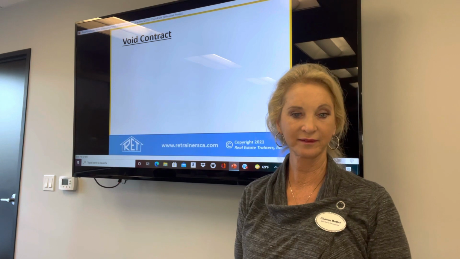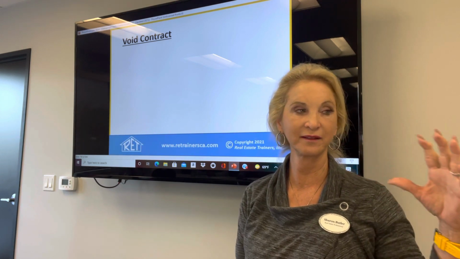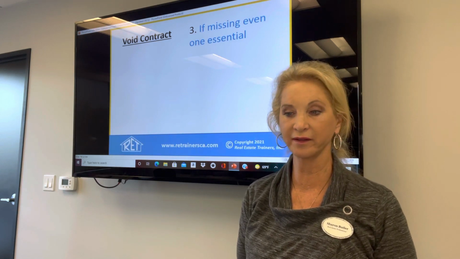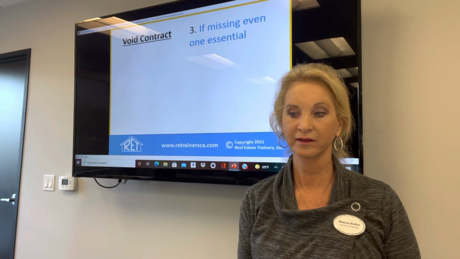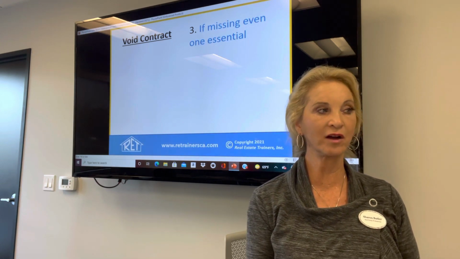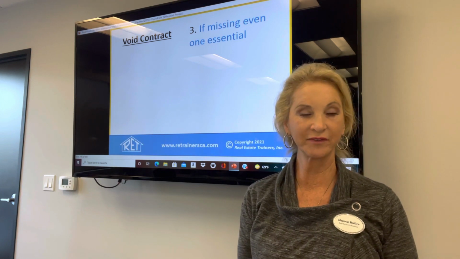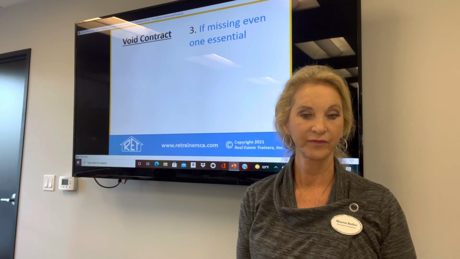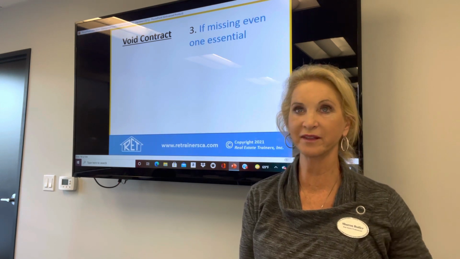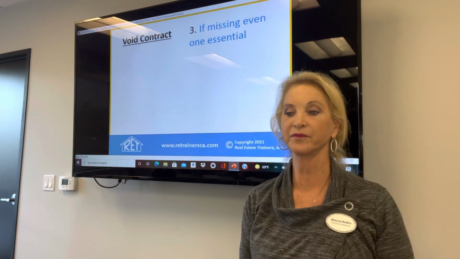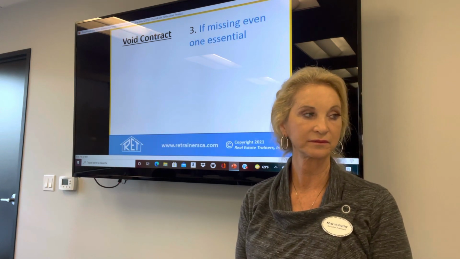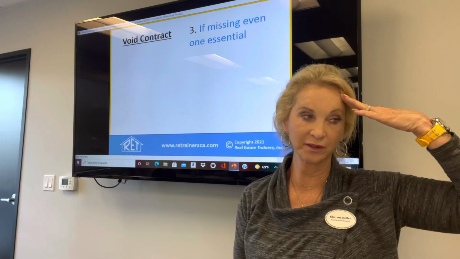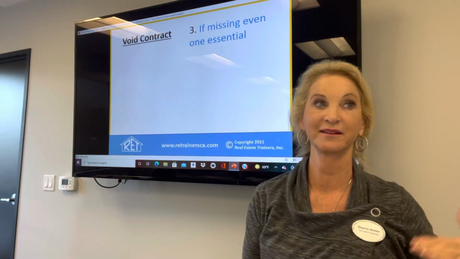Void contract. This is where everybody gets mixed up because they're void, valid. If missing even one essential, it's void. This means it was never a binding contract in the first place. So if it was never binding in the first place, it's void. You might even want to write that down, even though that's more to write than usual. It was never binding in the first place. And you'll want that in your head when we start going through void and voidable, because there's void and there's voidable, and that's how people get messed up.